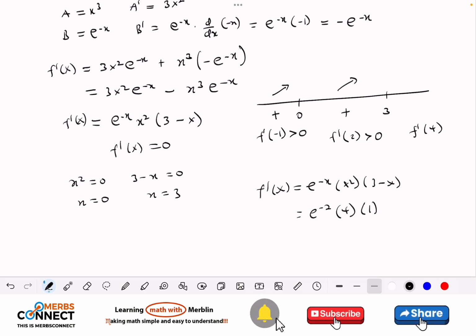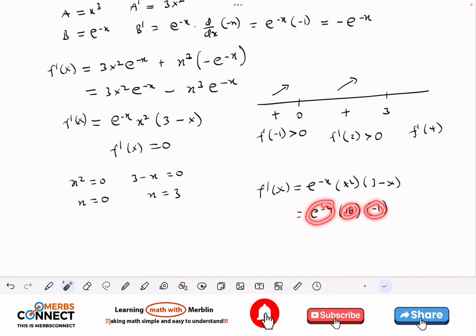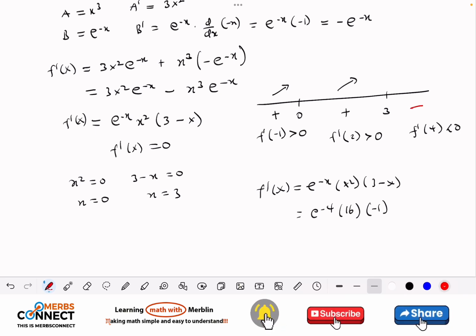So now let's check 4. When x is equal to 4, we are going to have e to the power -4. 4 squared is 16. Then 3 minus 4 is -1. So this is positive. This is positive. When I multiply by negative, it is going to give us negative. So this one should be less than 0. So we are going to have minus, and this is going to decrease. Good.